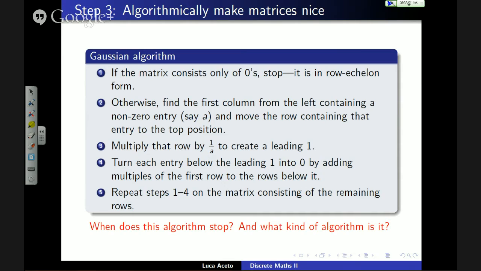Now what we need to do is to repeat steps 1 to 4 on the matrix that consists of the rows that remain, the rows from row 2 downwards. And we keep doing that until we stop.